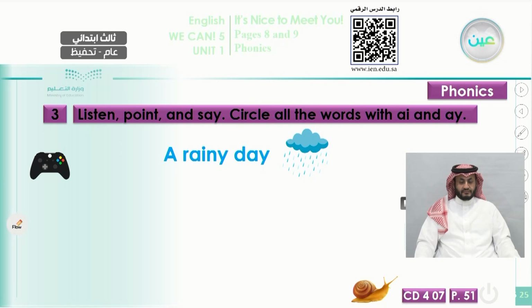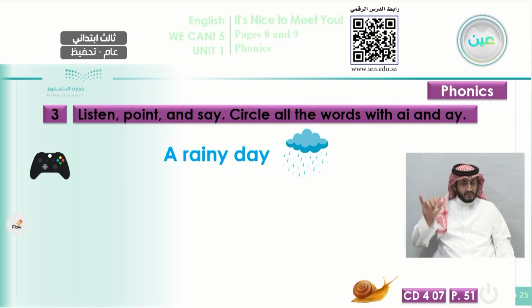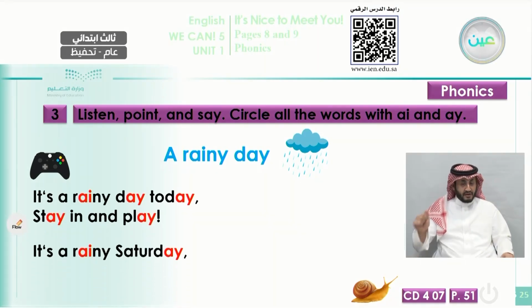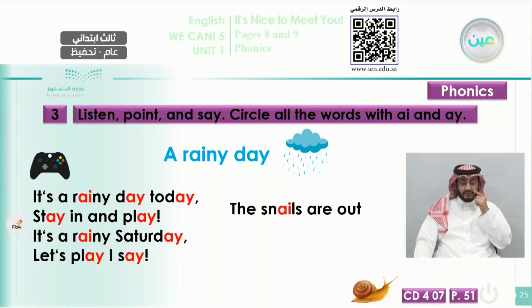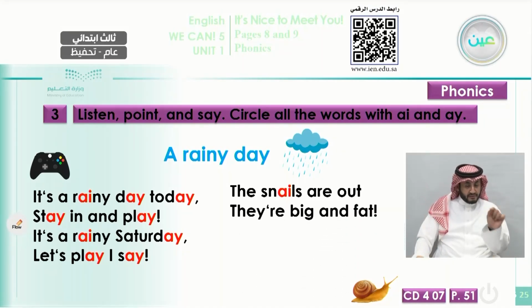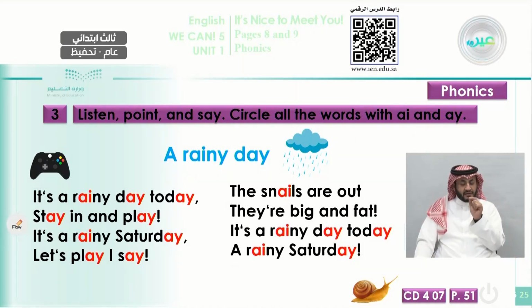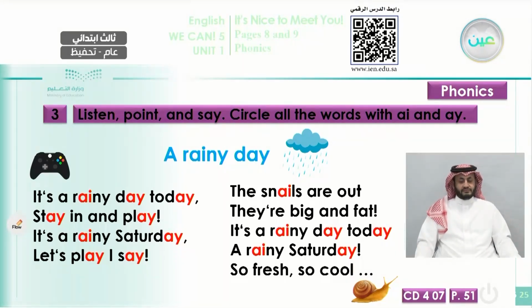Exercise 3. Listen, point, and say. Circle all the words with AI and AY. It's a rainy day today. Stay in and play. It's a rainy Saturday. Let's play, I say. The snails are out. They're big and fat. It's a rainy day today, a rainy Saturday, so fresh, so cool.